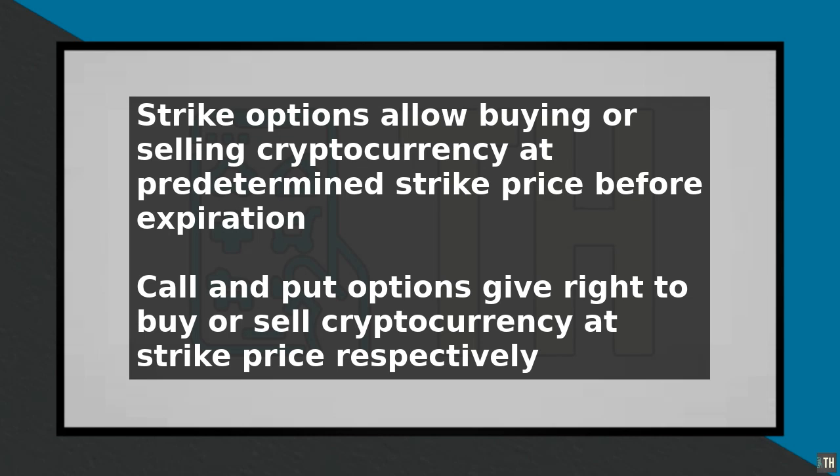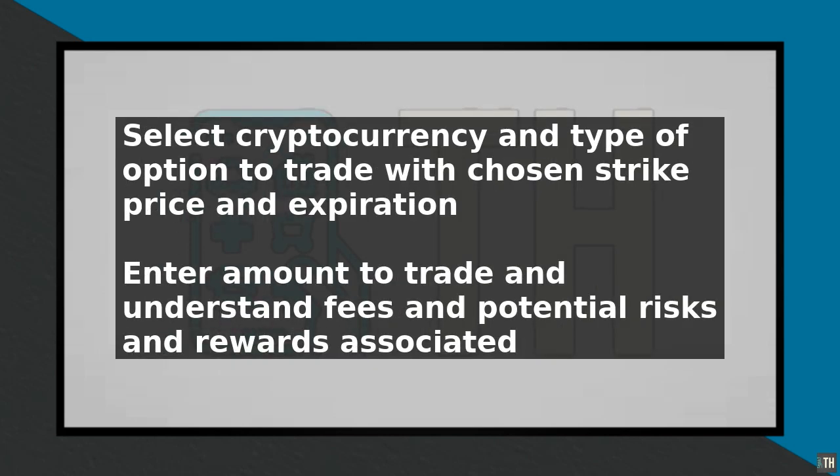To trade strike options, start by selecting the cryptocurrency you want to trade and the type of option you want to buy. Choose your strike price and expiration date, and then enter the amount you want to trade. It is essential to have a clear understanding of the fees associated with trading strike options, as well as the potential risks and rewards.